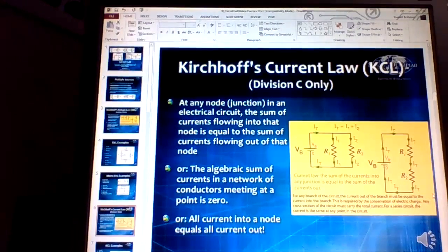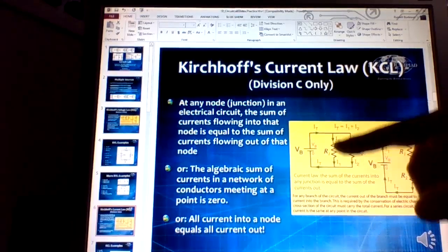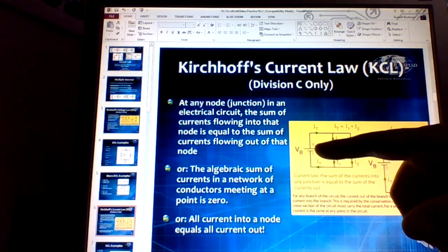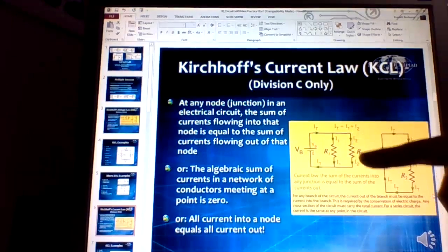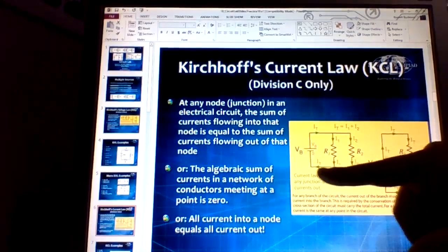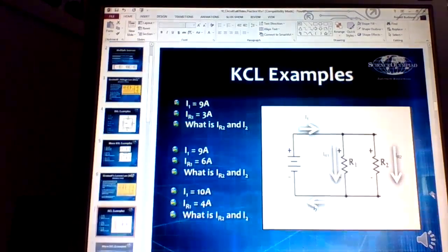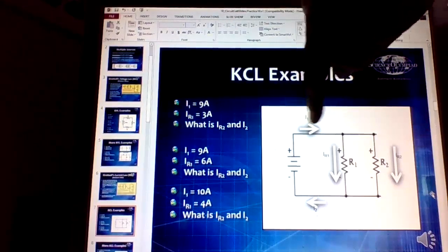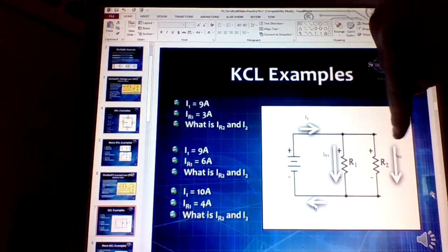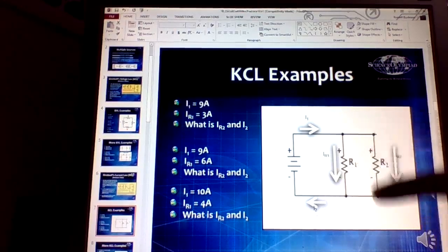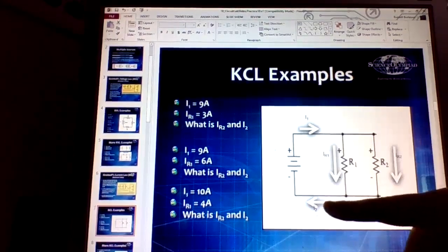KCL is just, real simply put, the current flowing into any node is equal to the current flowing out of that same node, okay? Something to think about is that the current coming out of this battery is now split among the two in parallel, and then they're recombined here. In a series circuit, the current is the same throughout. So it's very much the inverse of a KVL. An example here is that I1 is broken down into IR1 and IR2. Now, if R1 and R2 are exactly the same, I know that they're split evenly, and then they're recombined, so I1 is equal to I2.